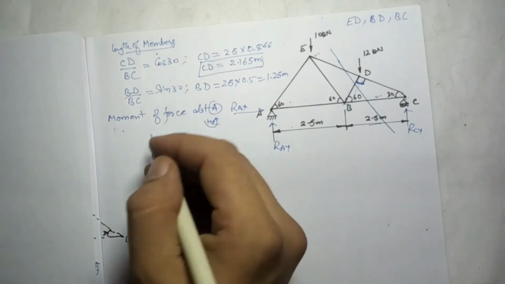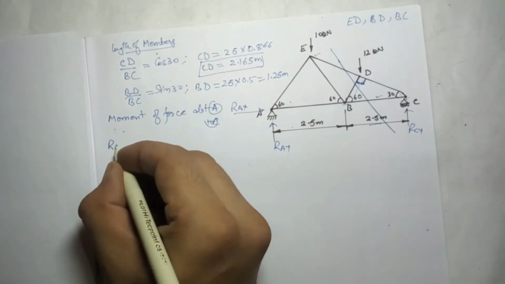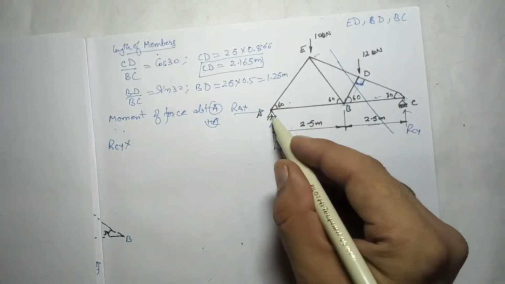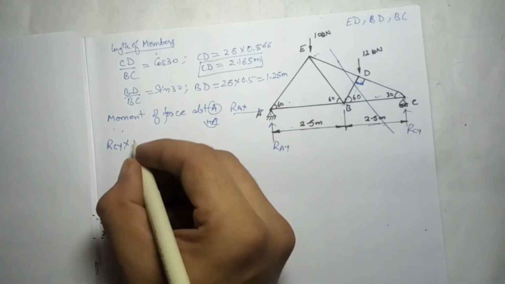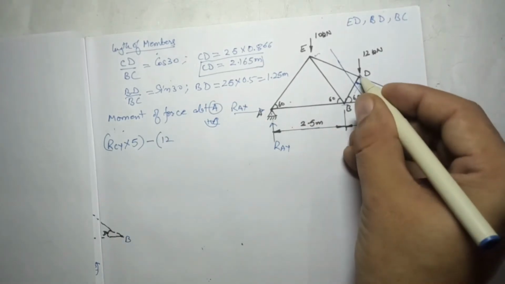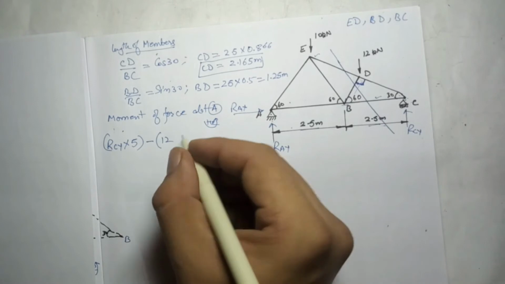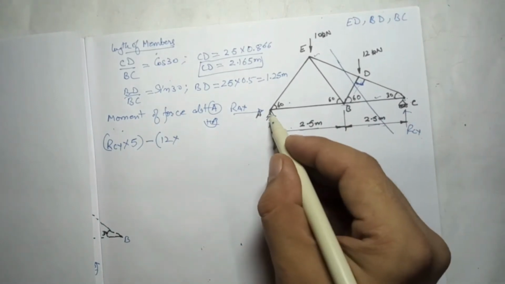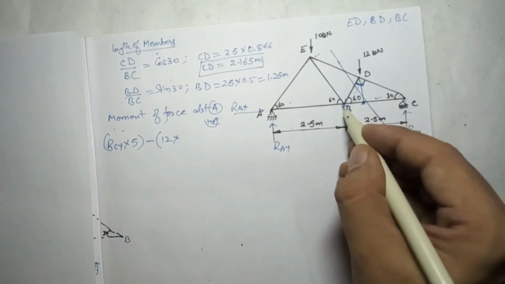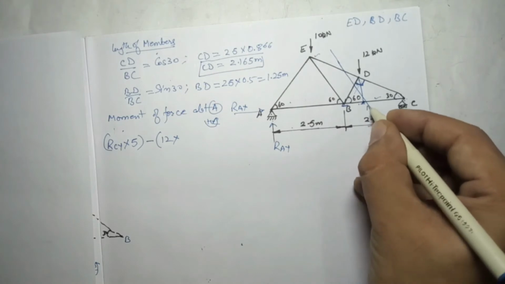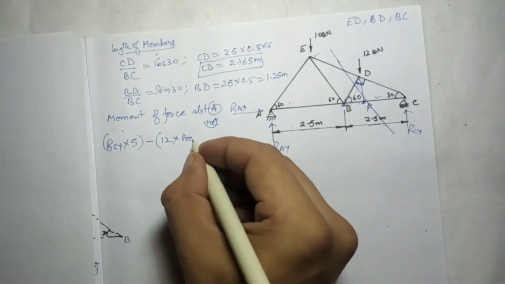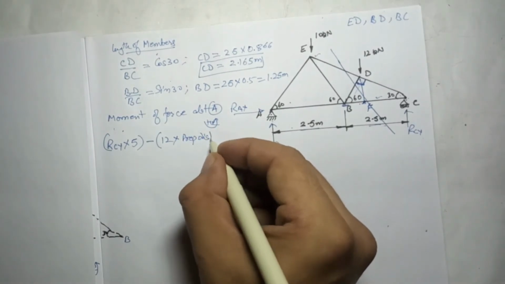Okay, now what to do? I can write the equation now. RCY, this force is anti-clockwise, so RCY positive, into from A 2.5, 2.5, so total is 5. So RCY into 5, perpendicular distance, minus 12, this force is clockwise, so that is why minus 12 into perpendicular distance. So what will be the perpendicular distance? That will be AB plus this distance. I have to find out now this. If I give the name, let's say BF, so AB plus BF, right? So I will write here only the perpendicular distance. I will find it out later on.